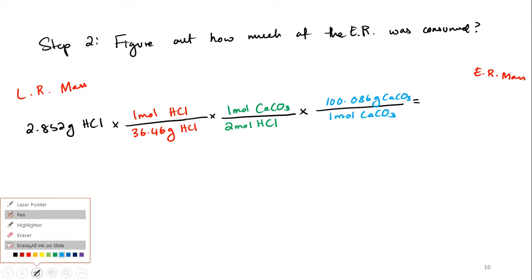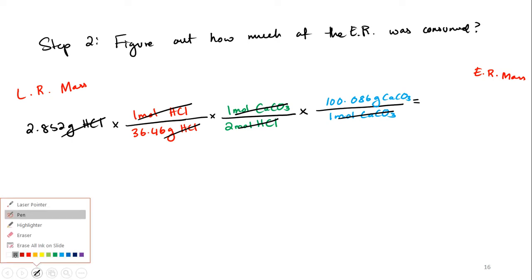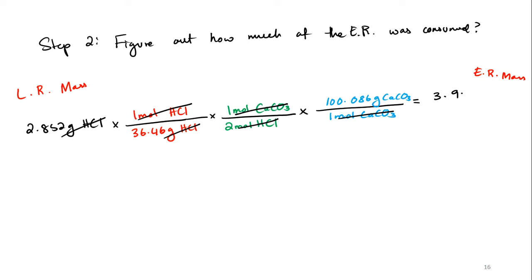Now let's see if our units cancel out, and then we'll know if our math is correct. Grams and grams of HCl, moles and moles of HCl, moles and moles of calcium carbonate. Now let's calculate and figure out of the 6.088 grams, how much was consumed, okay? So 2.852 divided by 36.46 divided by 2 times 100.086 gives us 3.914. See, it's a different answer.